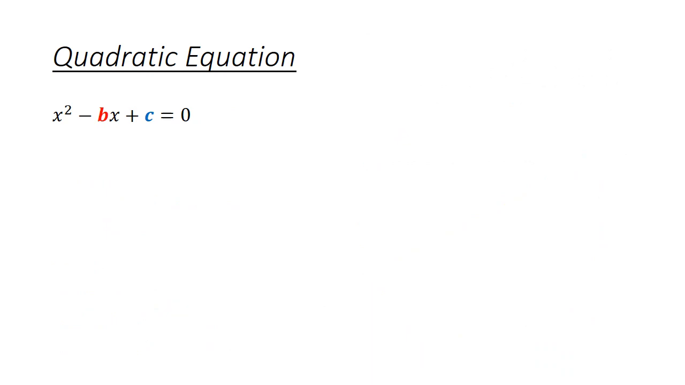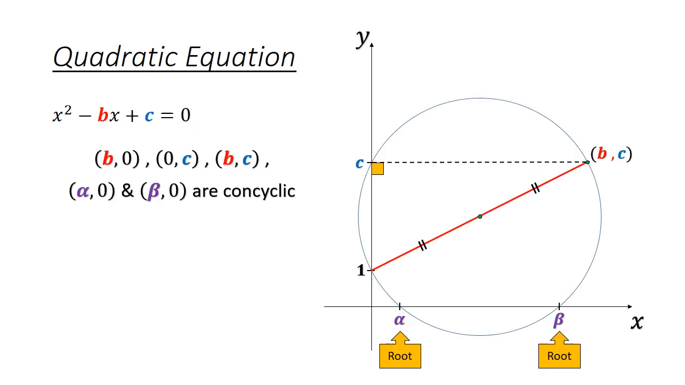In summary, to solve the equation x squared minus bx plus c equals 0, we can use the fact that a circumcircle through the points (b, 0), (0, c), and (b, c) will pass through the x-axis at the two roots alpha and beta. What we can say is that these 5 points are concyclic. They lie on the same circle. But the question is, why?